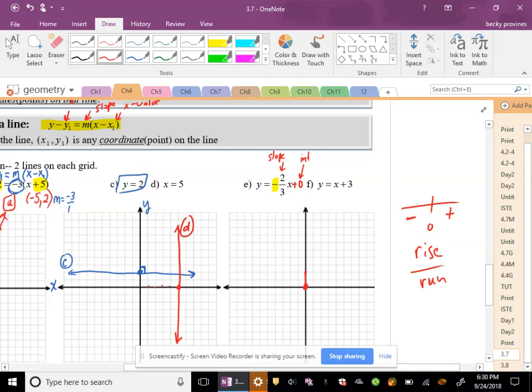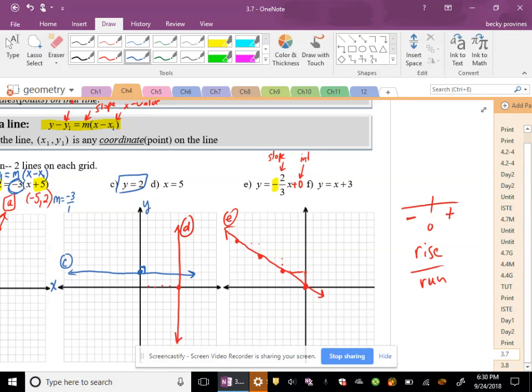Okay, so I started at 0, 0. I went up 2. Now I'm running backwards. I'm running to the left. 3. 1, 2, 3. All right, so let's try to draw this in. See if you can do it a little bit more straight than I can. And this is letter E.